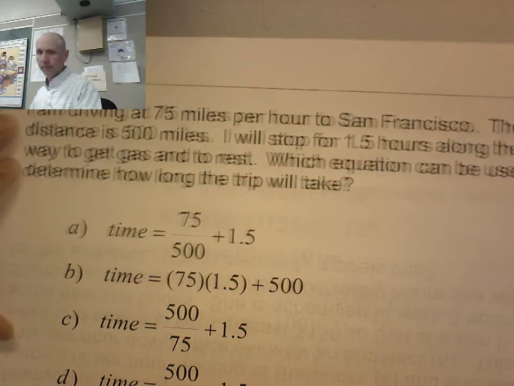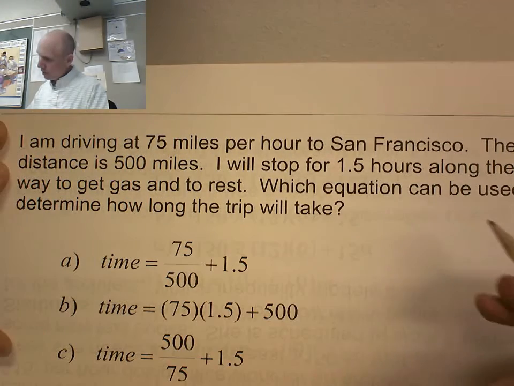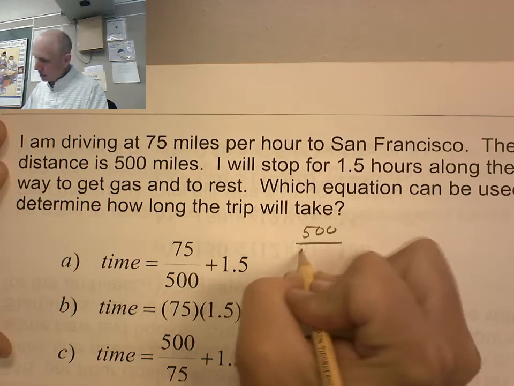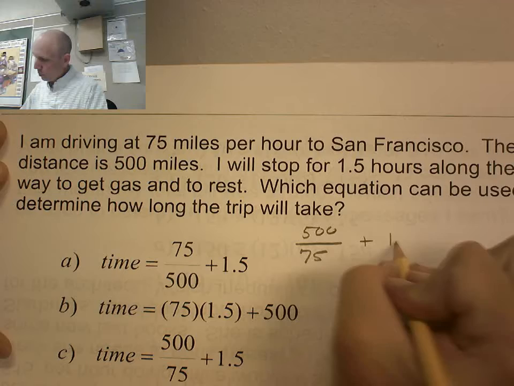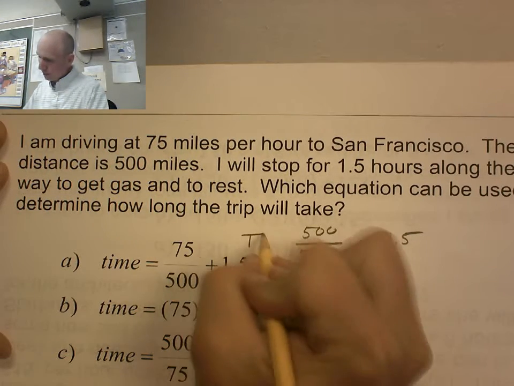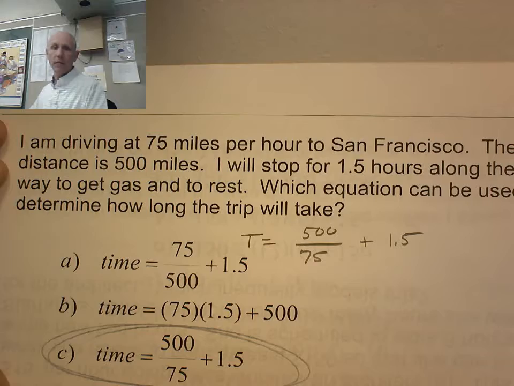So now we're on 7. Driving 75 miles an hour to San Francisco. Distance is 500 miles, so I have 500 divided by 75. That's the time I spend driving, plus 1.5 hours stopping is my total time. So I think it's that one right here. That's 7.